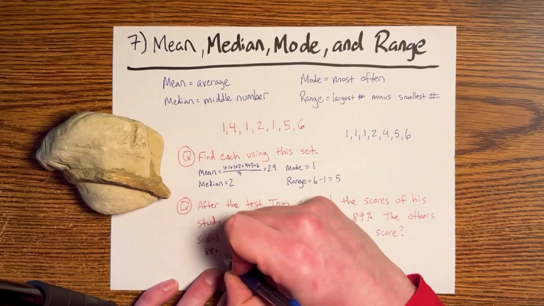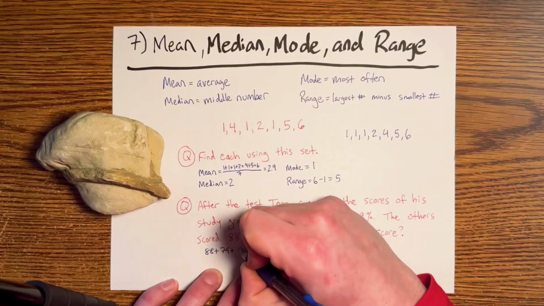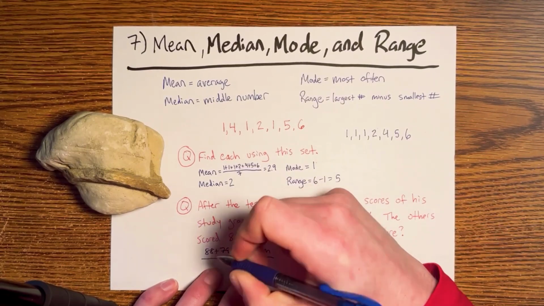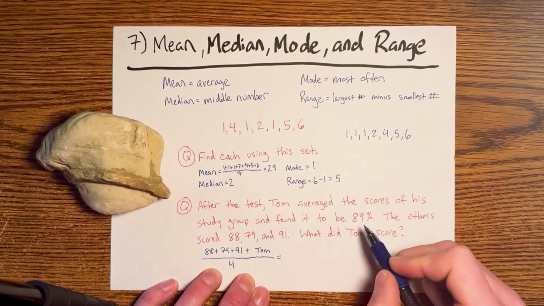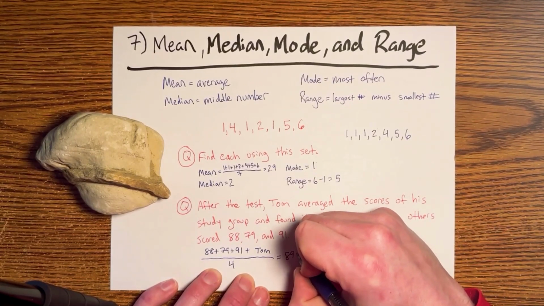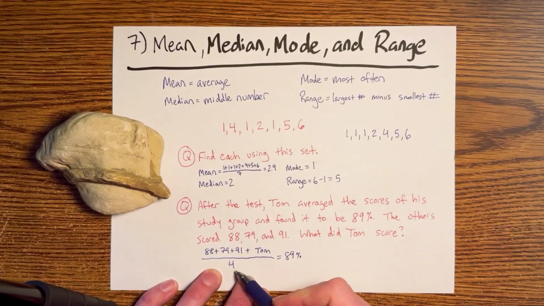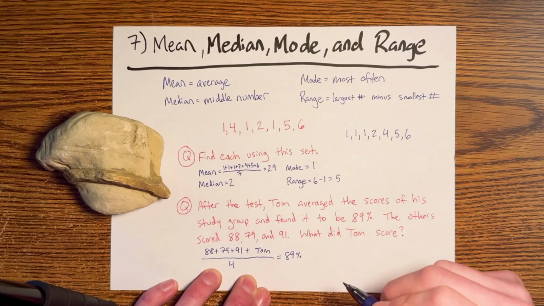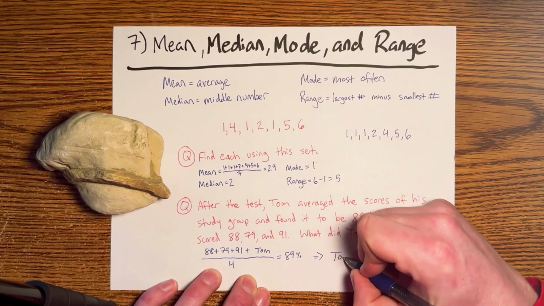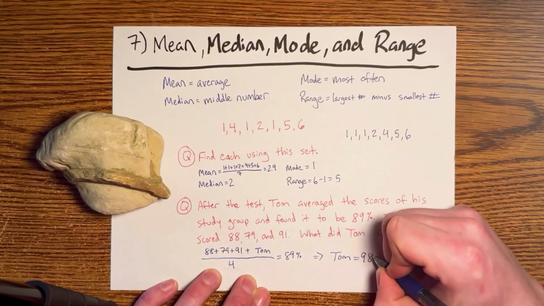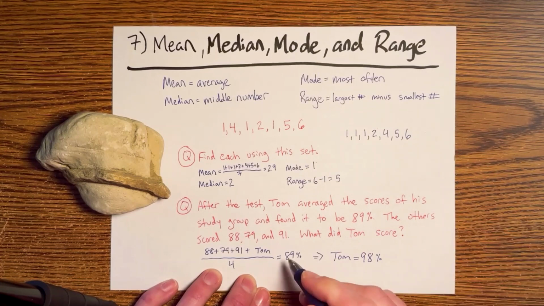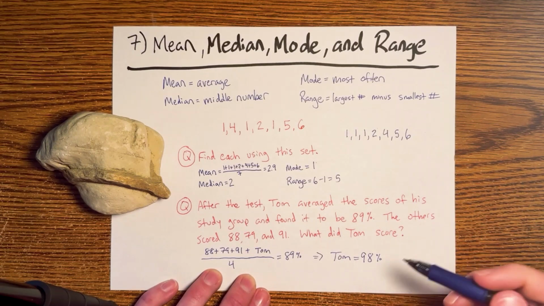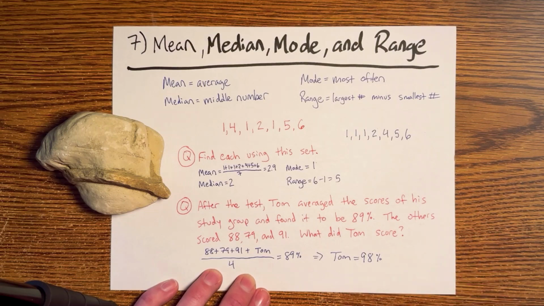So we're going to have 4 people apparently in this study group with the scores of 88 plus 79 plus 91 plus Tom's score, and then we divide that by 4, and we know that turns out to be 89%. So we'll multiply each side by 4 and then subtract 88, 79, 91 to end up with Tom's score to be 98%. He did really well on this exam, probably because he's a nerd and he's coming after the exam and averaging scores. So yeah, good job, Tom.